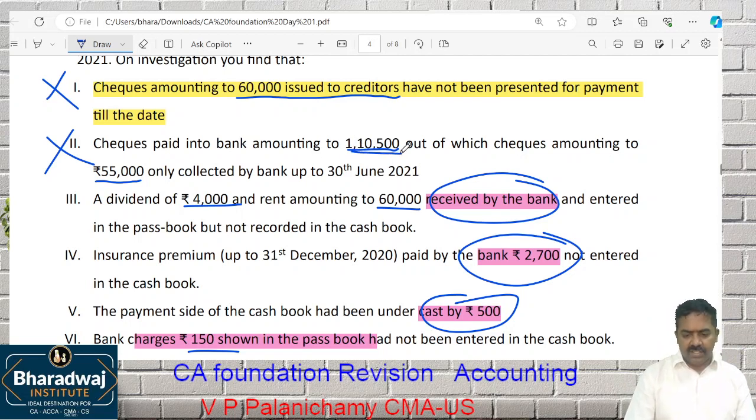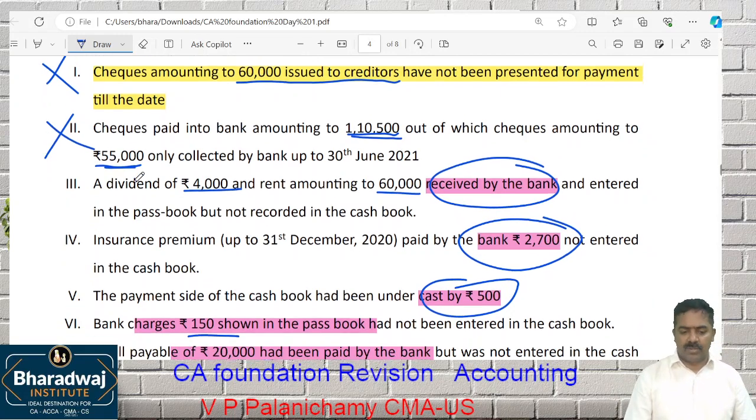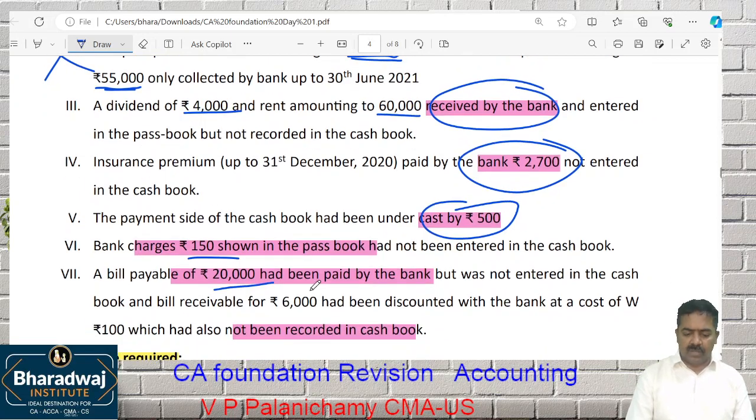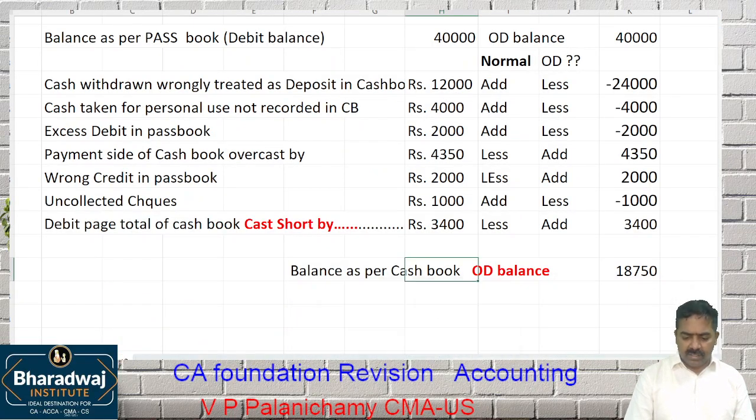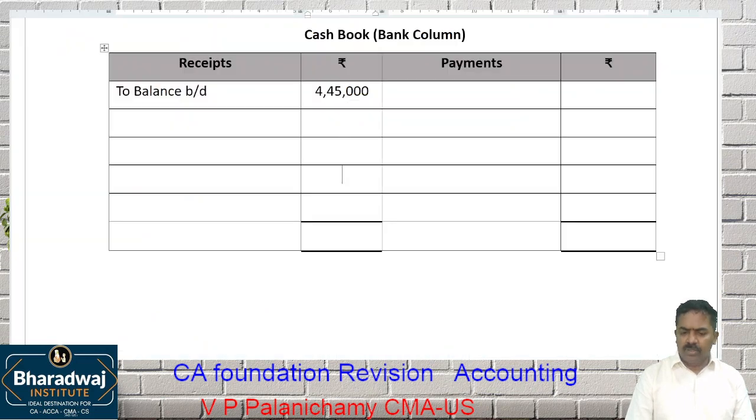Even this one, checks deposited, we received only 55,000. Remaining amount not received, so the transaction has not realized. So points number 3 to 6 we have to record. The statement style is not needed; we can do it in normal account style also.